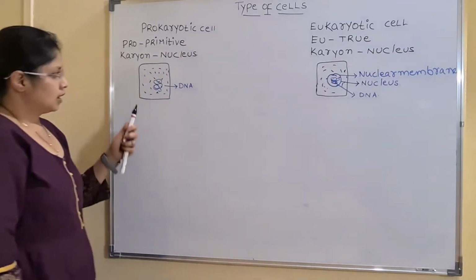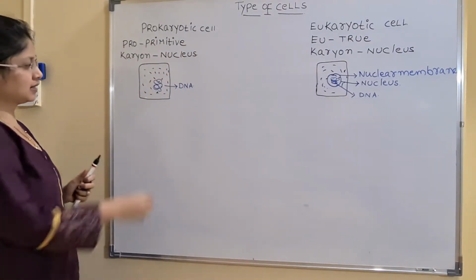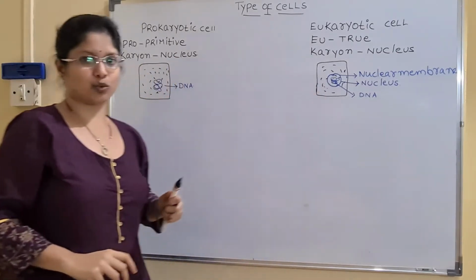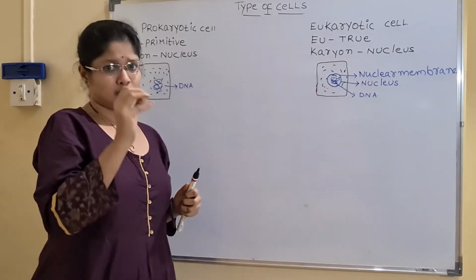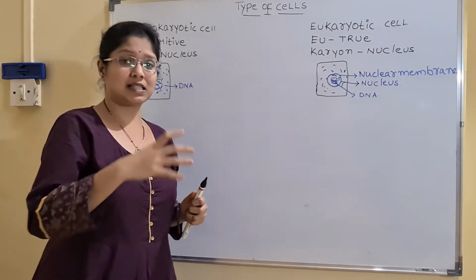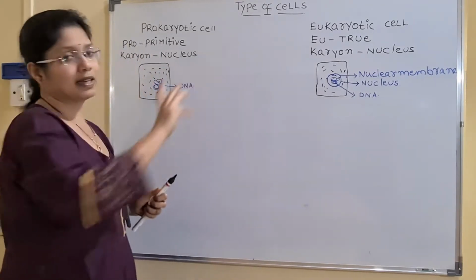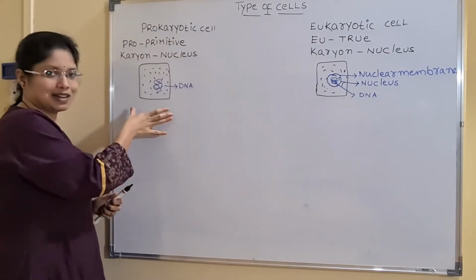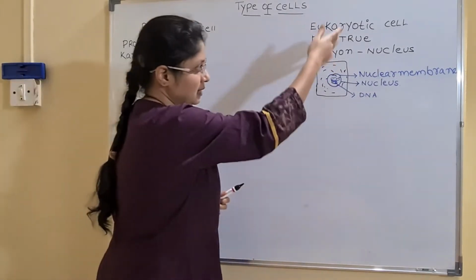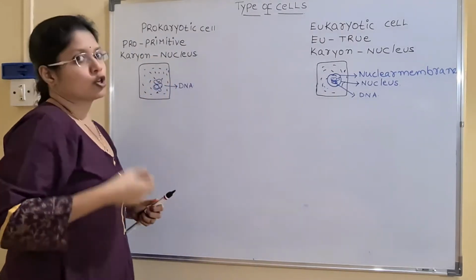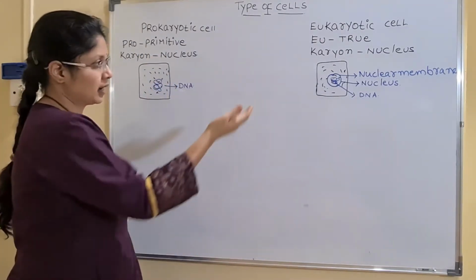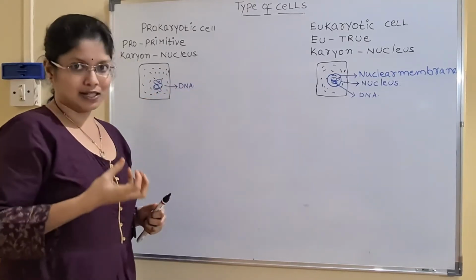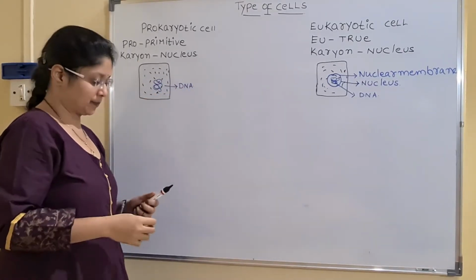And if you see the difference, here the DNA is directly present, and here the DNA is present inside the nucleus. So this is the major difference which made the cells into two different categories: the prokaryotic cells, primitive nucleus-like cells, and the eukaryotic cells, which are advanced or evolved organisms, where we have a separate nucleus to store this genetic material, that is DNA.